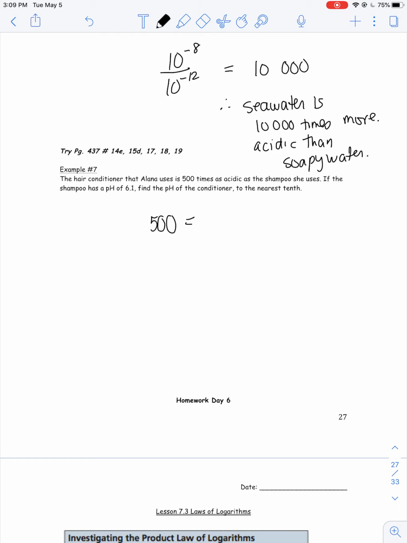Okay, so we want to compare these. So the hair conditioner that Alana uses is 500 times as acidic as the shampoo, so actually the conditioner is stronger. So we're going to go 10 to the power of negative conditioner, so that's the pH, divided by 10 to the power of the shampoo she uses, which is -6.1. So what we need to do is solve for this conditioner value. So we're going to multiply both sides by 10 to the power of -6.1.